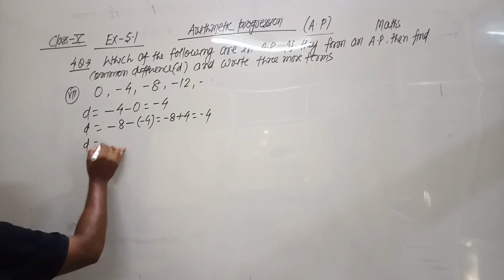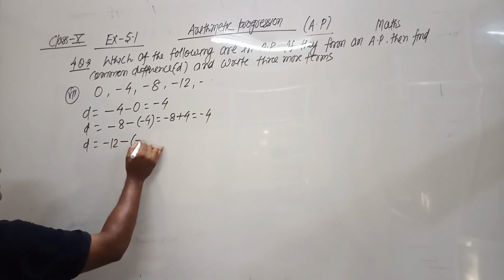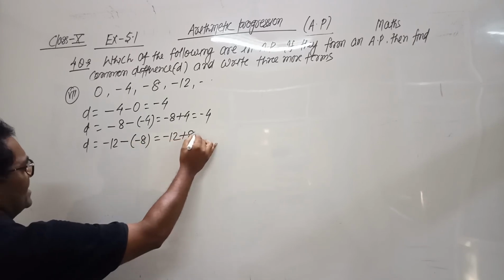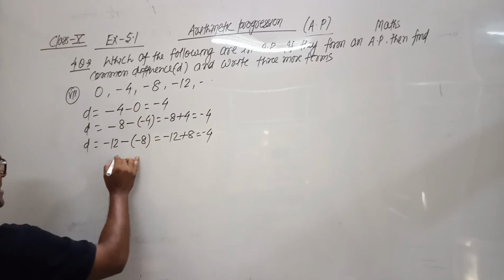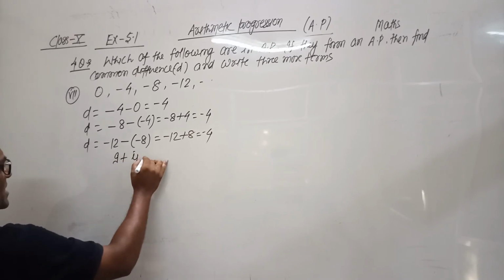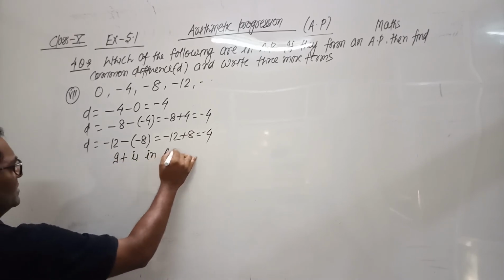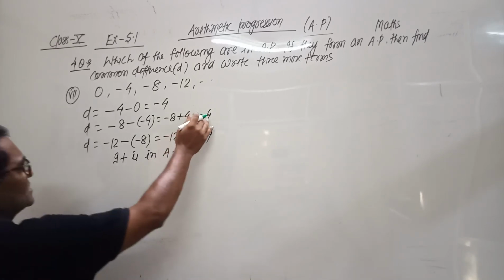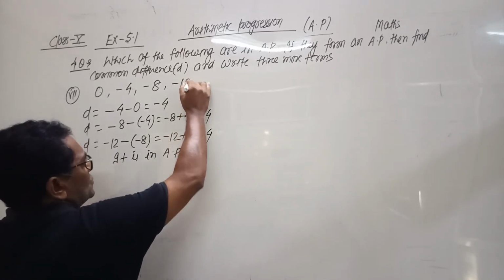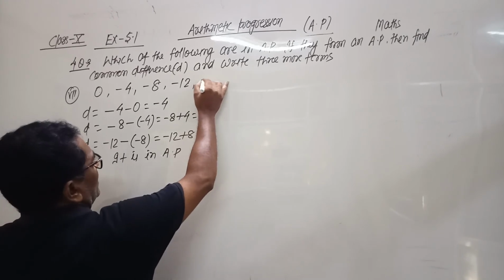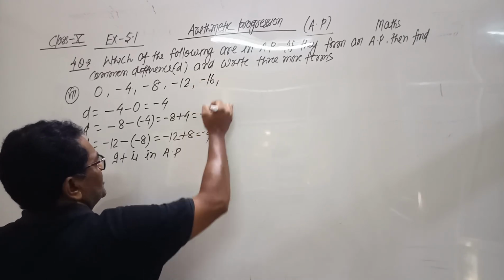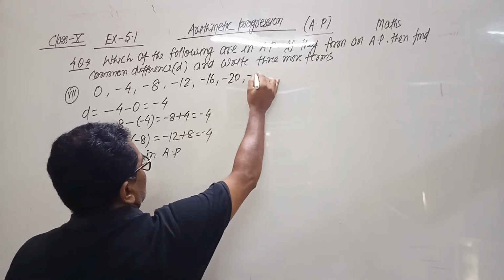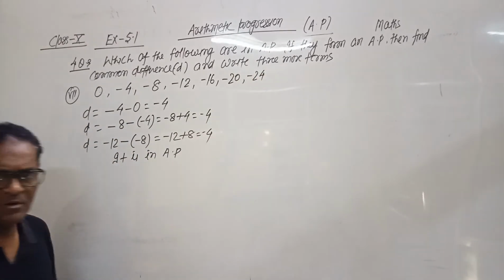Then minus 12 minus minus 8, so minus 12 plus 8, which is minus 4. So it is in AP because the common difference is the same. For finding the next term, we add minus 4. So minus 12 and minus 4, minus 16. Minus 16 and minus 4, minus 20. Minus 20 and minus 4, minus 24.